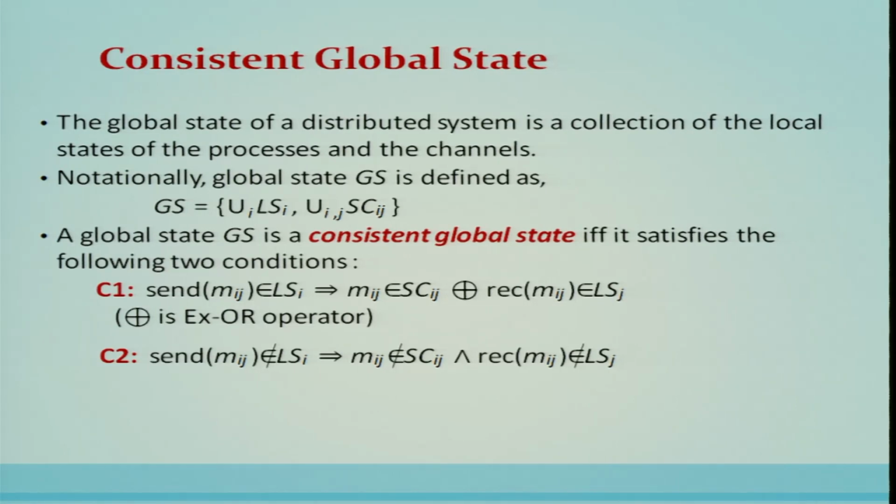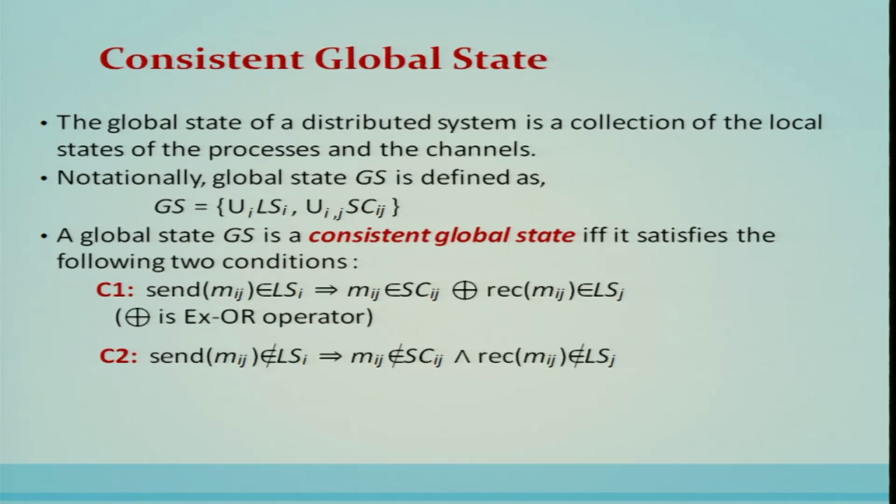Condition C1 says that if send(Mij) is an event in LSi, the local state of process i, this implies that the message Mij is either in the channel state SCij, or the message Mij is received in process j's local state, that is LSj. Similarly, condition C2 says that if the send of message Mij is not in the local state of i, this implies that the message Mij is not in the recorded state of the channel, and the receive of Mij is also not in the local state of j.